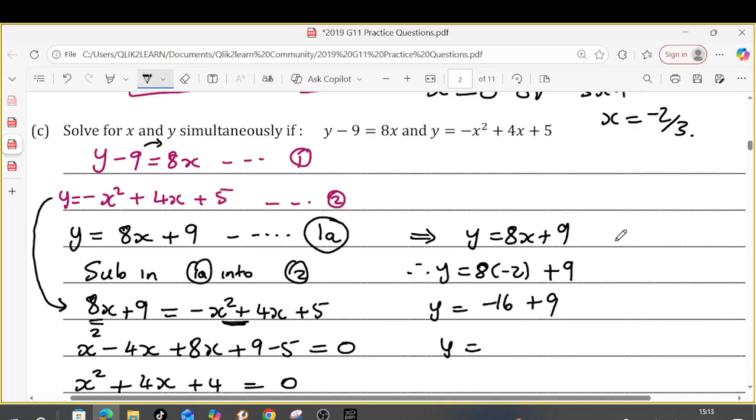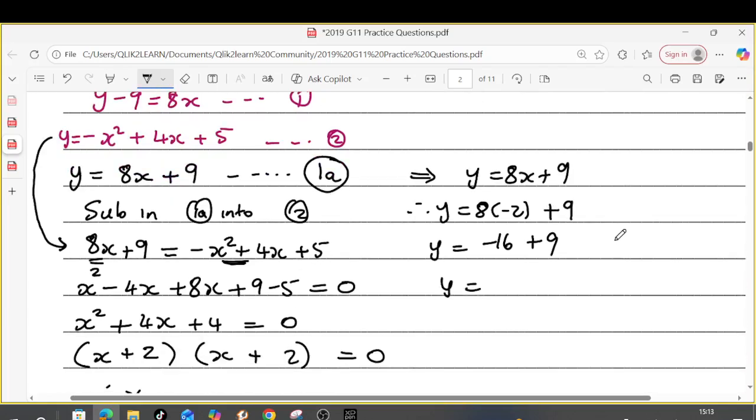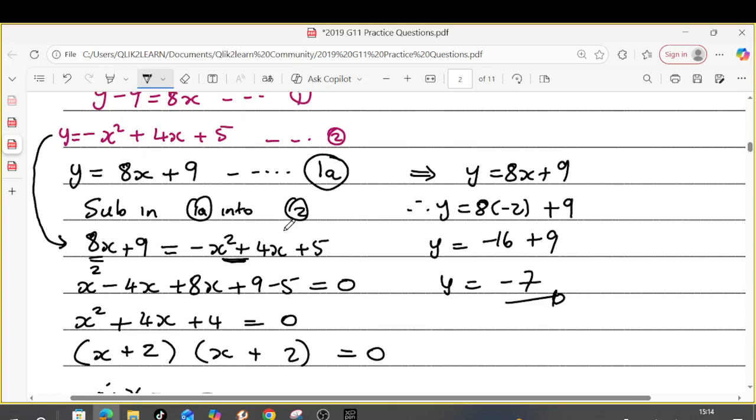What is the value of y? Minus 16 plus 9, is that minus 5? Someone said minus 7. Is that minus 7, guys? Yes, it's minus 7. Thank you very much. I see you guys, I don't want to lie. Minus 7. Thanks. Let's move to the next question.